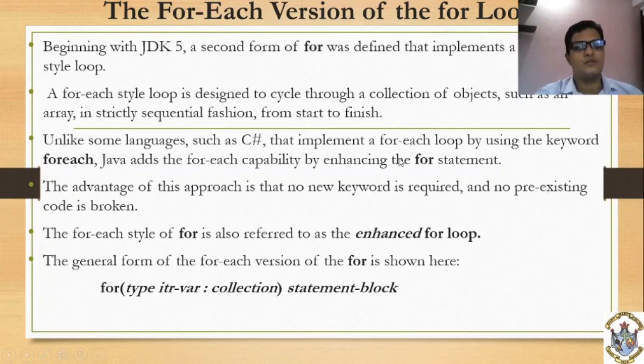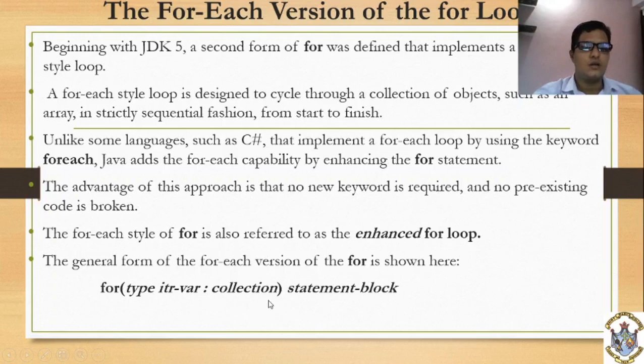If you use the for with this syntax, please observe here, then it is called an enhanced for loop. The for each version of a for loop is also called an enhanced for loop. Then what is its syntax? For, type, iteration value, colon, collection. Here the collection is always an array of objects.